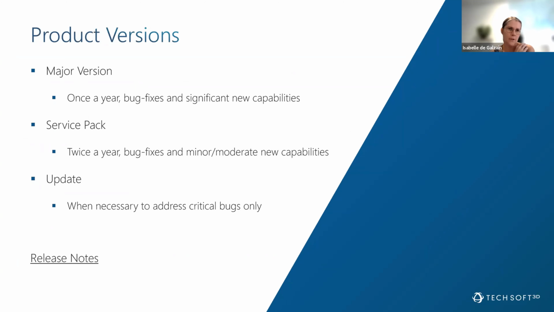What you should know, and it is valid for all our products, is that we release one major version per year, usually at the very end of the year. So we will release our 2022 version around the middle of December 2021. Twice a year, we release 2 service packs, which contain bug fixes and fewer new capabilities than the major version. These service packs are usually released in April and in July. And when it is needed, we can provide updates to address only critical bugs.